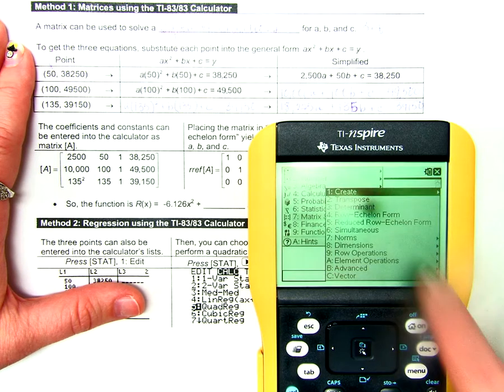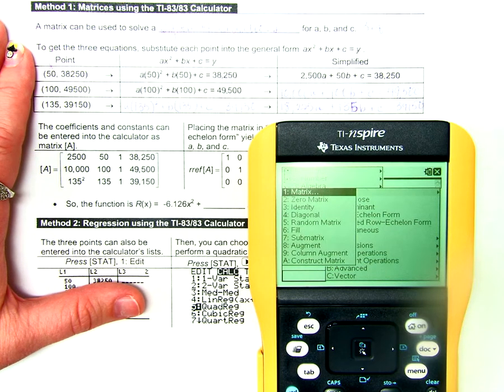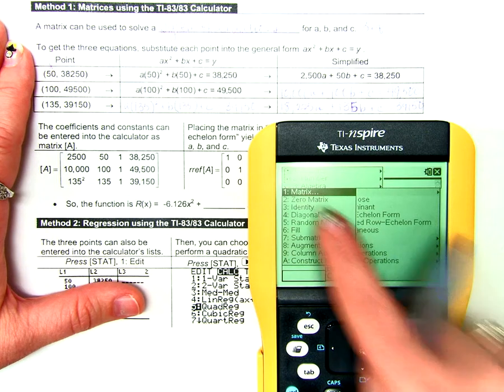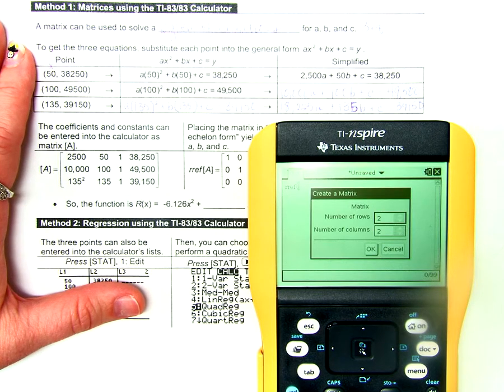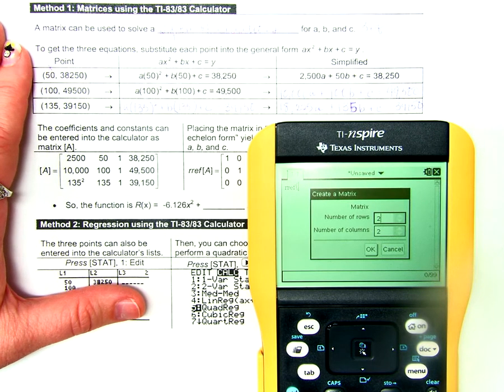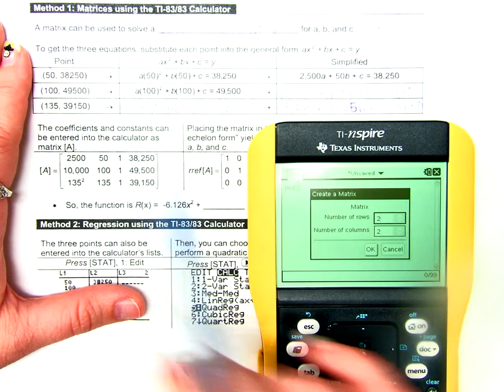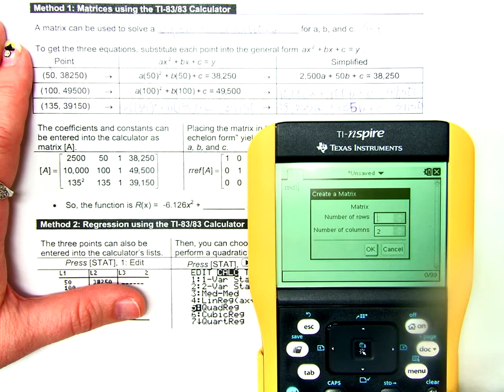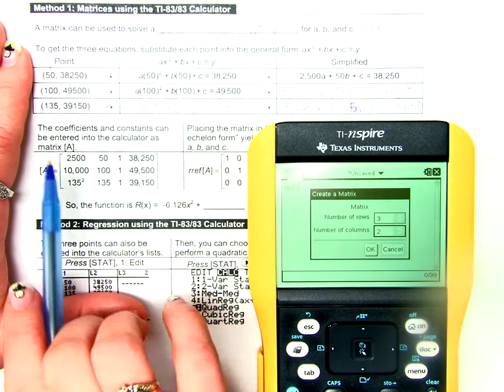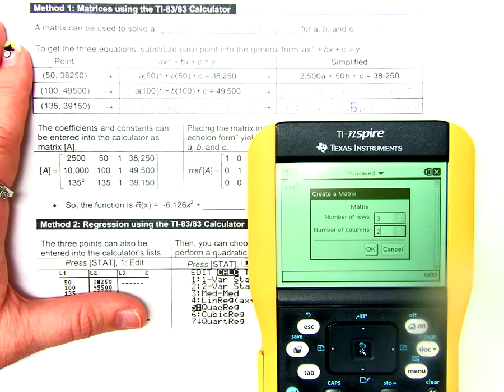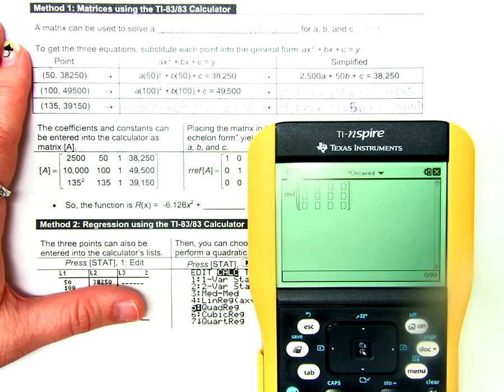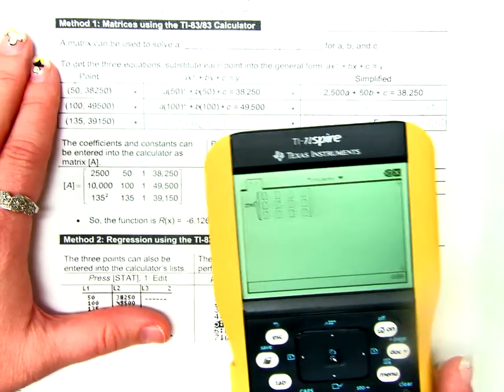Create. We have to create our matrix. We have to create our what? Oh, a matrix. How many rows do we have in our matrix? 3 rows. How many columns do I have in my matrix? 4. And then OK. Oh, look at this beautiful matrix it created for me.